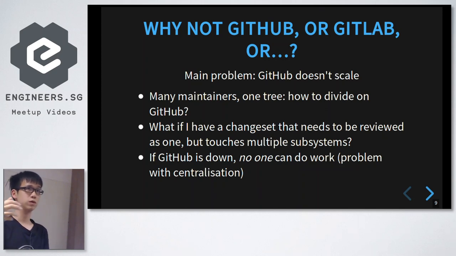Do you separate individual drivers out, individual subsystems out? But there are dependencies between subsystems. And what if you change a core kernel API? Then everything that uses that API has to change. In Linux, that is very simple, because the person that changes the API will change every user as well, since everything is one tree. But if you're on GitHub and split into multiple repos, how do you do this?